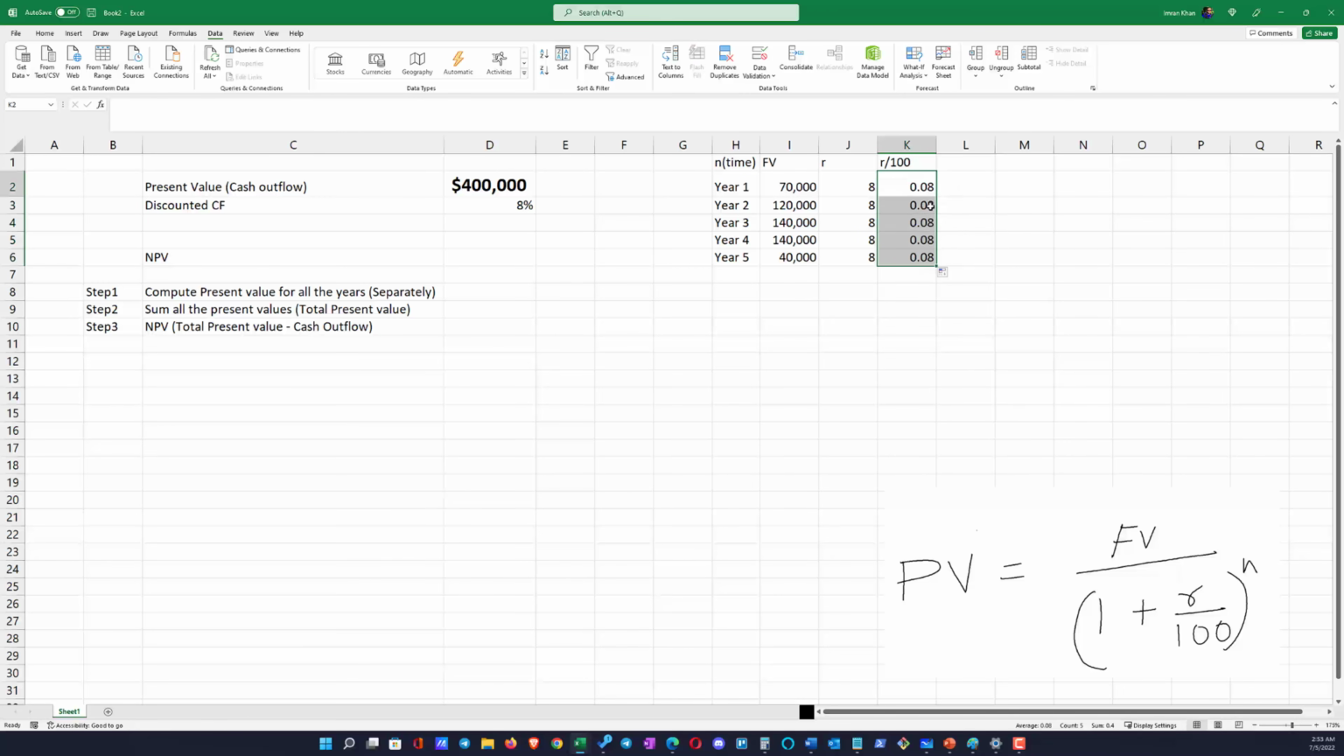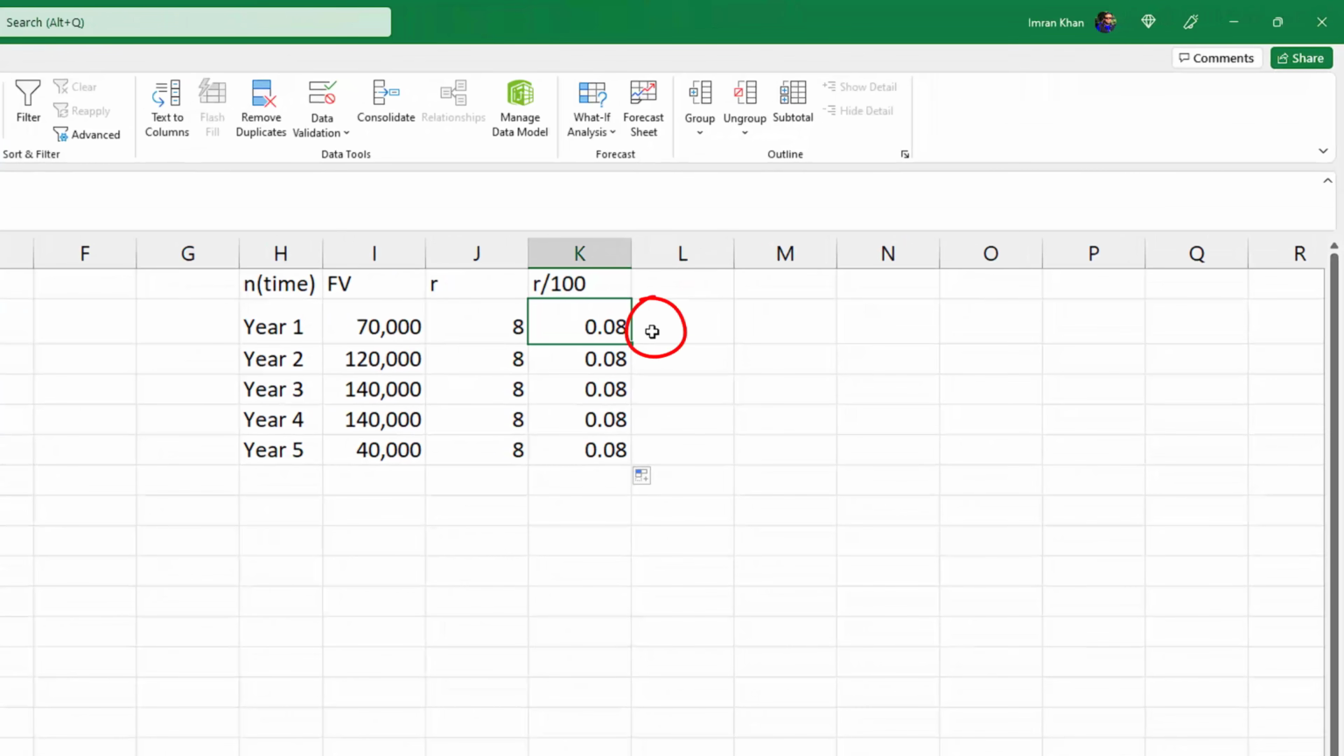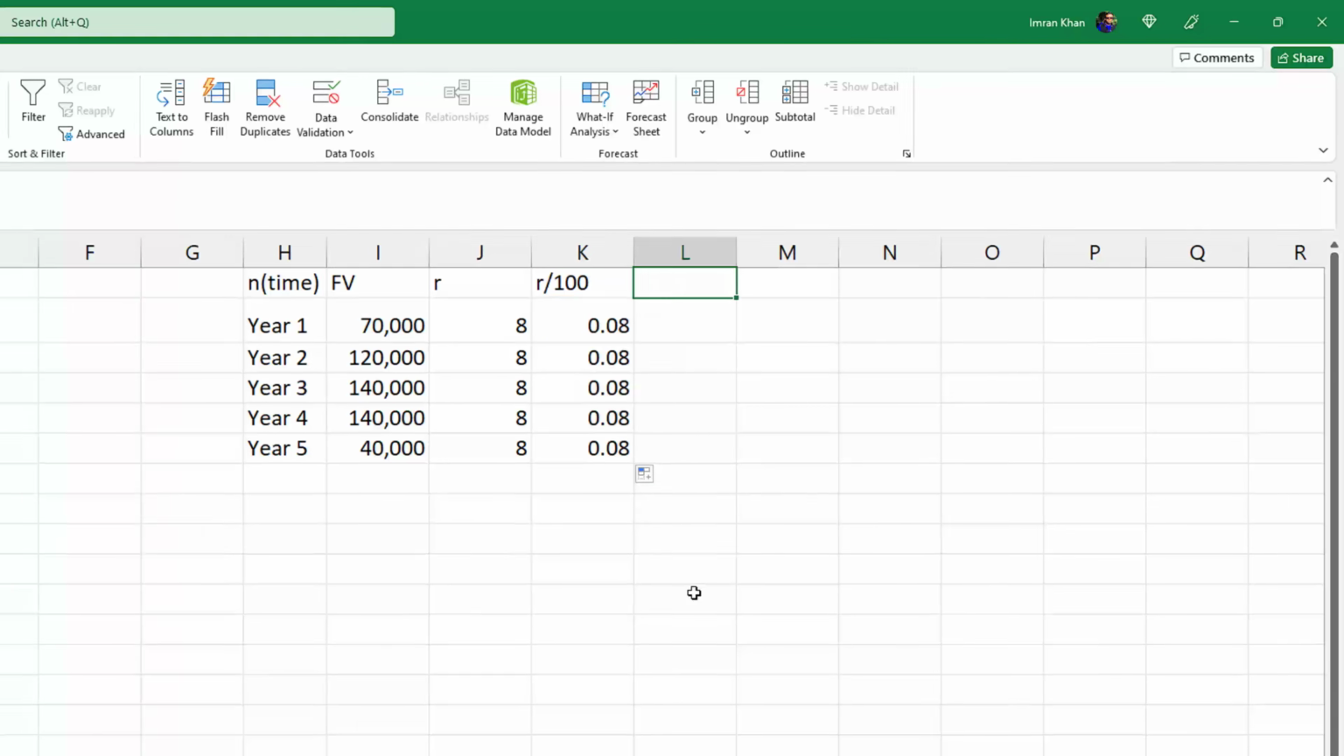Select this, come to the bottom right corner of the cell. You see this changing from the white plus sign to a normal mathematical plus sign, right? Just observe that. So you just click here and double click, and it'll copy the formula from the top to all the cells below.